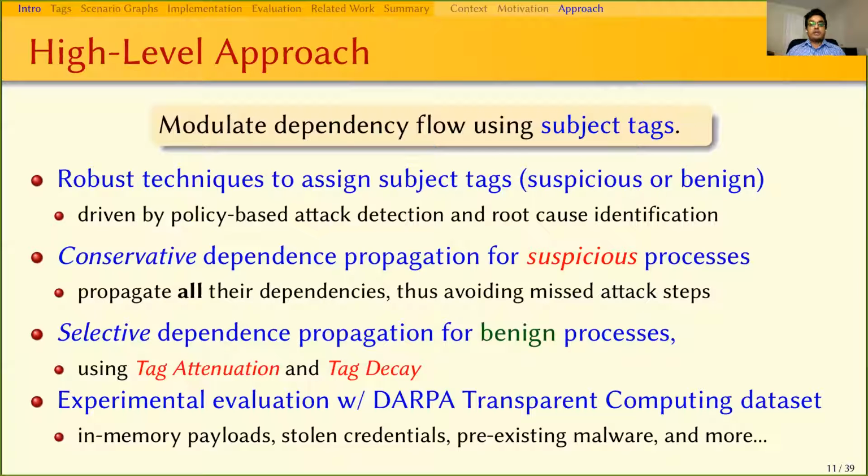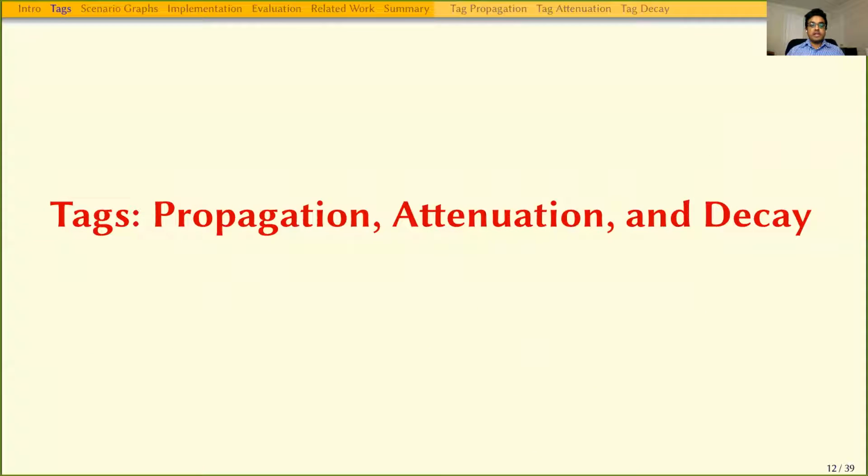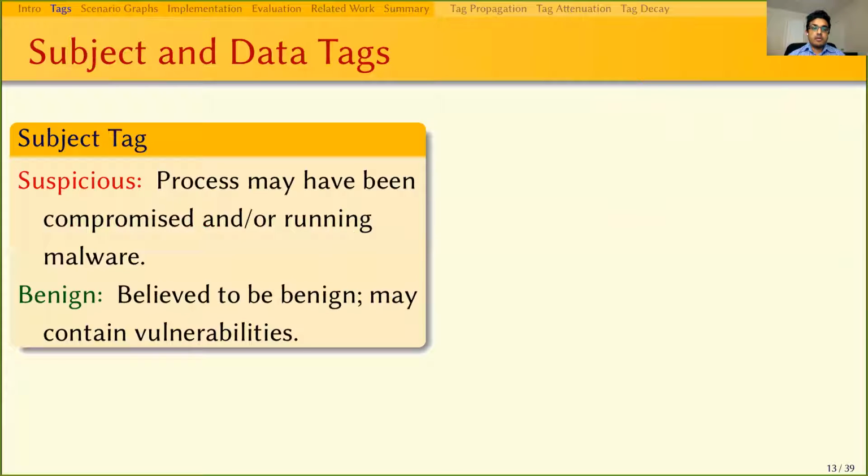We ran our experiments and evaluated our system on the DARPA Transparent Computing dataset. The datasets contain realistic adversarial engagements consisting of attacks using stolen credentials, in-memory payloads, etc. Next, we are going to talk about how we use these tags in our system.